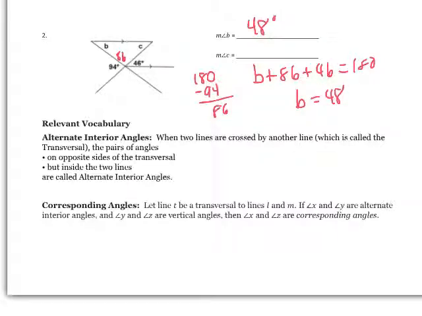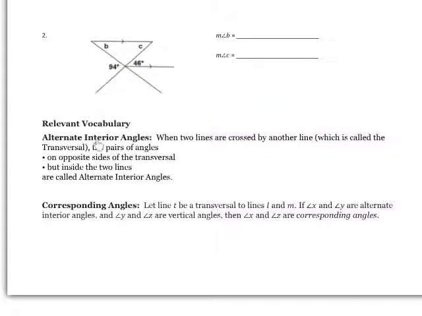So in class, we're going to do quite a bit of practice of using auxiliary lines and solving for angles when a transversal cuts parallel lines. Here's just some basic definitions. Again, we're going to define alternate interior angles. When 2 lines are crossed by another line, which is called the transversal, the pairs of angles on opposite sides of the transversal, but inside the 2 lines, are called alternate interior angles.